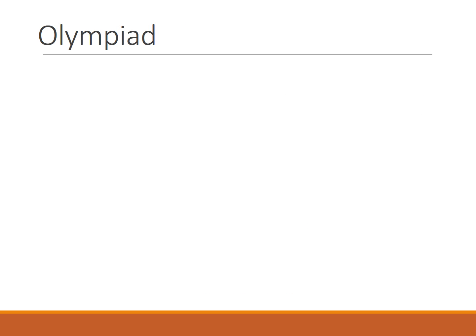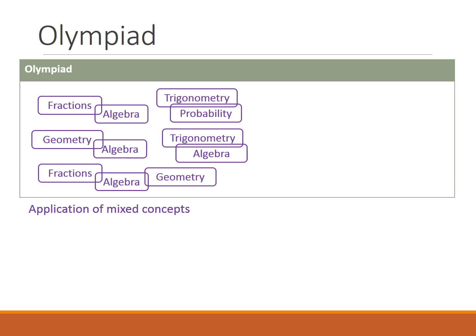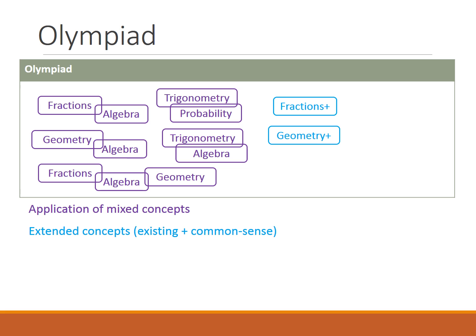So let us look at the question pattern of an Olympiad examination. If we look at the question patterns of Olympiad, there are no clear-cut boundaries in a question, because one question can use different skills from fractions to algebra to geometry. Or for example, in a single question you can get concepts from trigonometry to algebra to probability. So this is the kind of question which comes in Olympiad. That is the concept of mix, the application of mixed concepts.